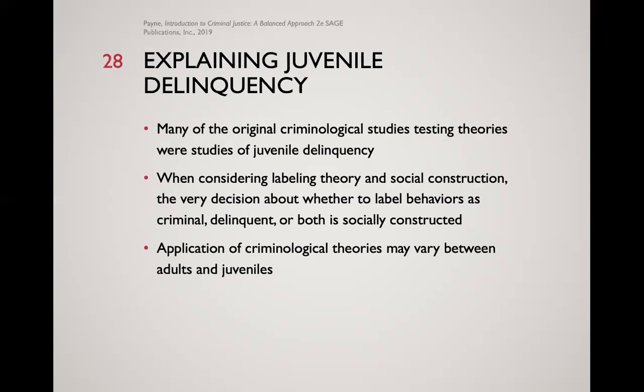Explaining juvenile delinquency: many of the original criminological studies testing theories were studies of juvenile delinquency. Labeling theory had a big thing from juveniles. Social disorganization was also studied from juveniles, for example. So when considering labeling theory and social construction, the very decision about whether to label behaviors as criminal, delinquent, or both is socially constructed. The application of criminological theories varies between adults and juveniles as well. It's also very important to know.